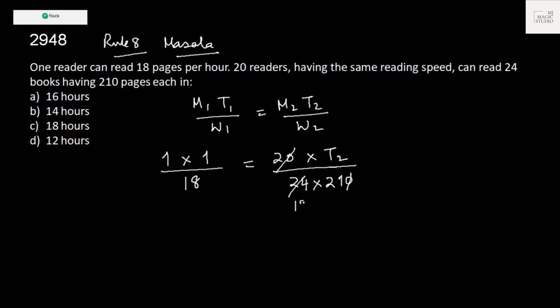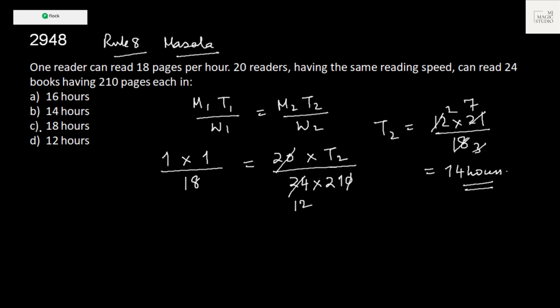So T2 is 12 into 21 by 18. 7 into 2 is 14 hours. 20 men would take 14 hours to do this job. Option B is the pick.